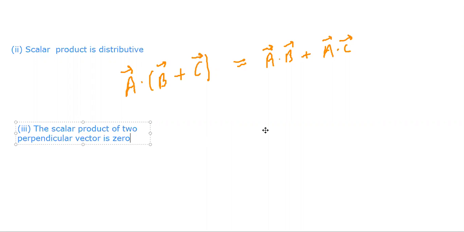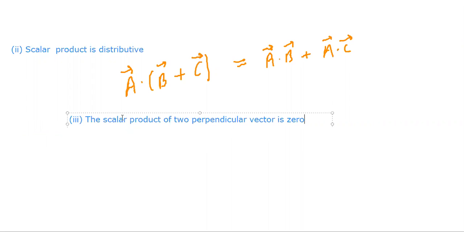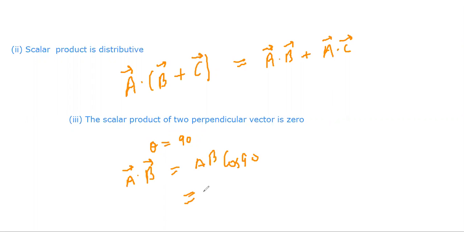The scalar product of two perpendicular vectors is 0. Now, if two vectors are perpendicular to each other, angle between them would be 90 degrees, right? Now, if you are doing scalar product of two vectors which are perpendicular to each other, what would you get? You would get AB cos 90 and cos 90 is 0. So the value of A dot B for two perpendicular vectors would be 0.